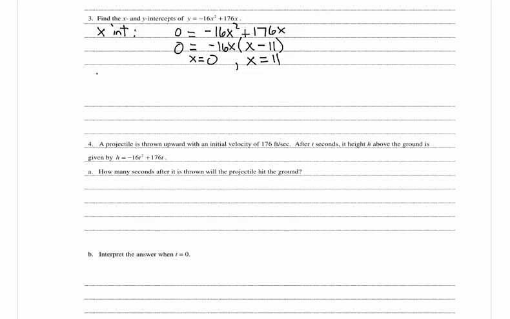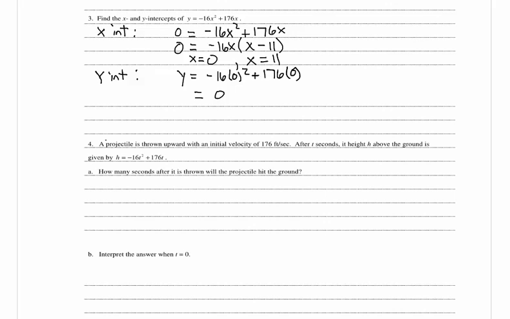And for our y-intercept, we're going to have x equal to 0. So we have y is equal to negative 16 times 0 squared plus 176 times 0. And this is equal to 0. So our y-intercept is (0, 0), or the origin.